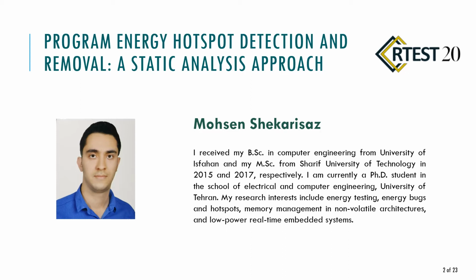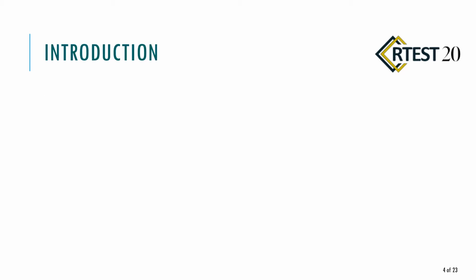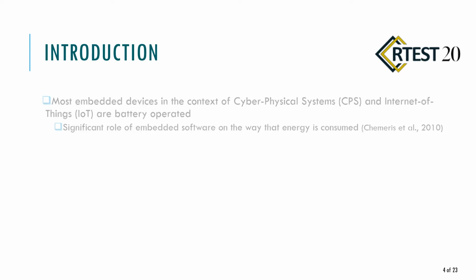systems. In this presentation, at first we give an introduction about our research, then we have a discussion of the related research. As the next step, we give our system model and problem statement. Next, we explain a detailed description of our approach. After that, we evaluate the effectiveness of our method by a set of experiments. And finally, we have a conclusion and give some ideas as future work. Let's start with an introduction.